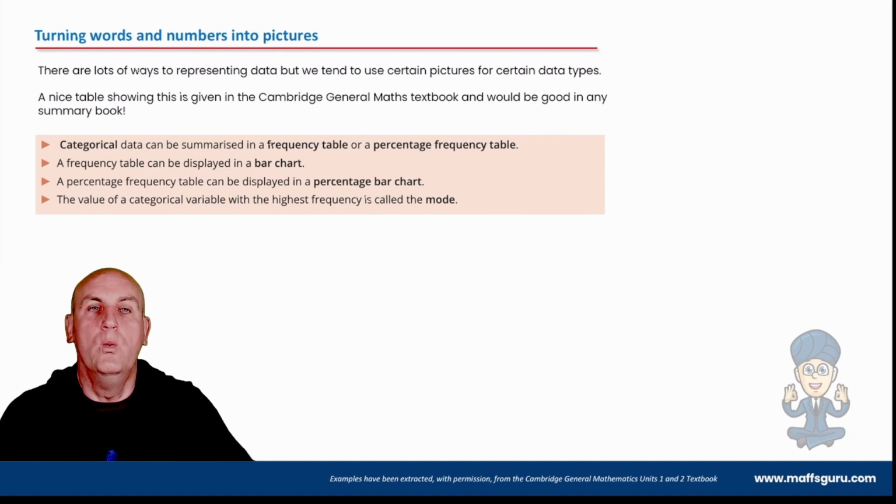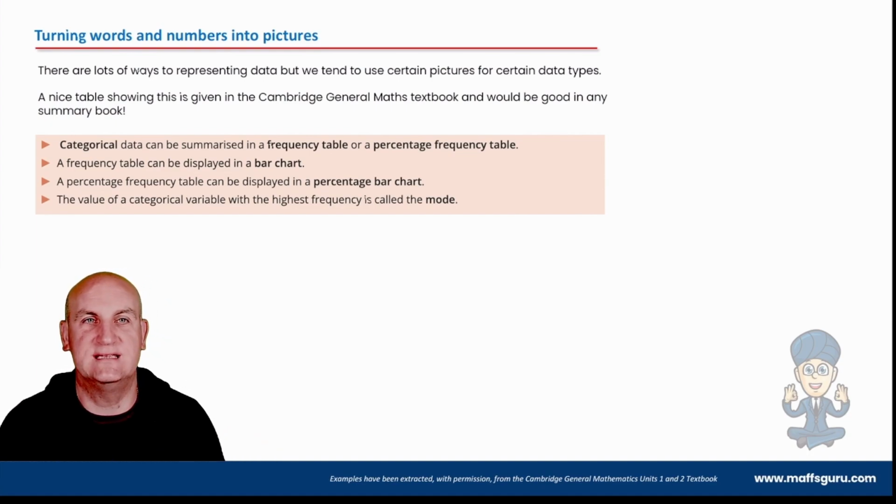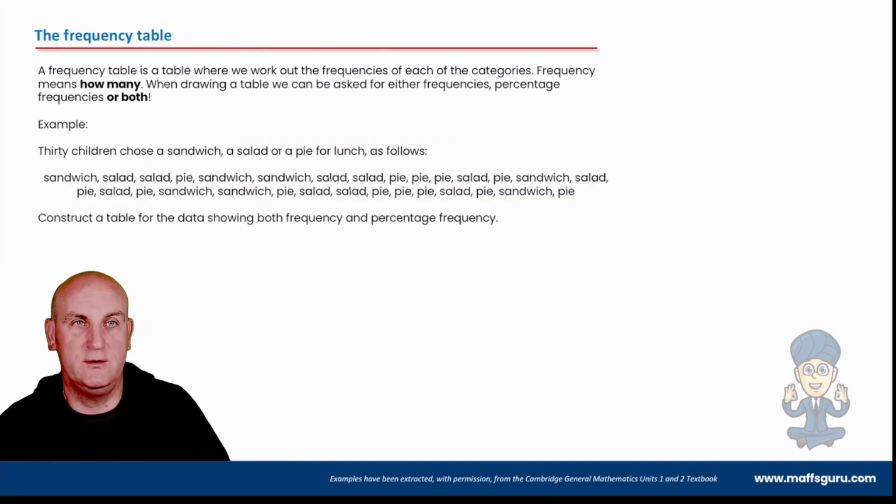The great thing here from the Cambridge textbook is that categorical data can be summarized in a frequency table or percentage frequency table. A frequency table can be displayed in a bar chart. A percentage frequency table can be displayed in a percentage bar chart. If you put that in your summary book, it's giving you an idea of how to do something with categorical data. Frequency table, and then we can turn that frequency table into a bar chart, which is pretty much what we're going to do here.